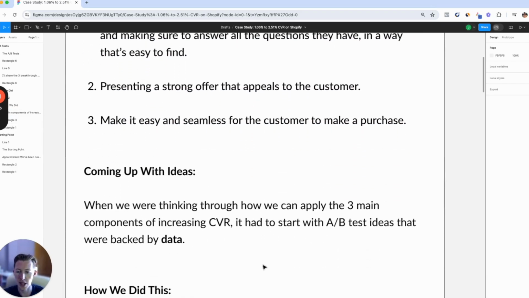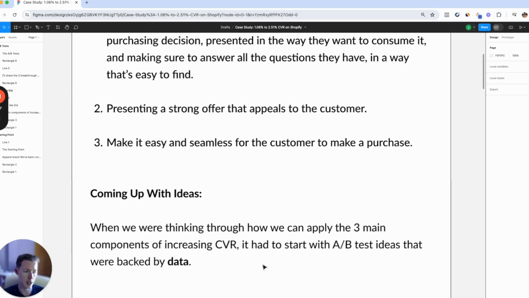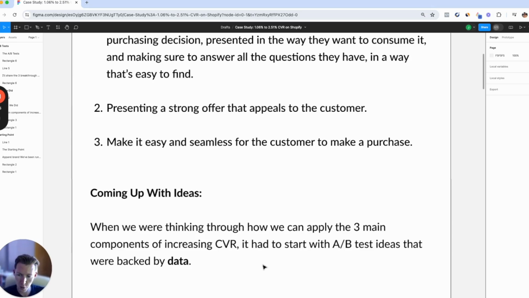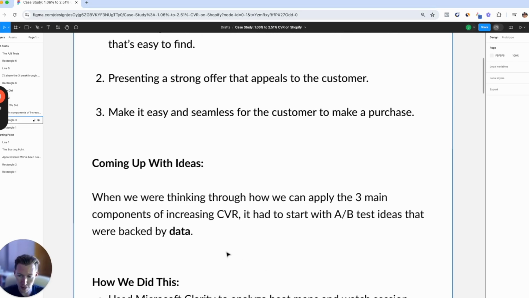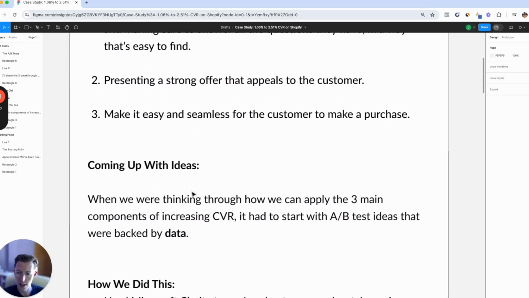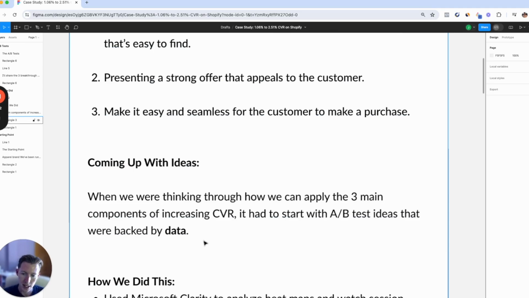So how do we actually come up with ideas, right? A lot of people ask me, they want to increase conversion rate, but where do they start? Like how do they actually come up with these ideas to improve conversion rate in the first place? So when we're thinking through how we can apply the three main components, these three up here, to increasing conversion rate, it had to start with A/B test ideas that were backed by data.